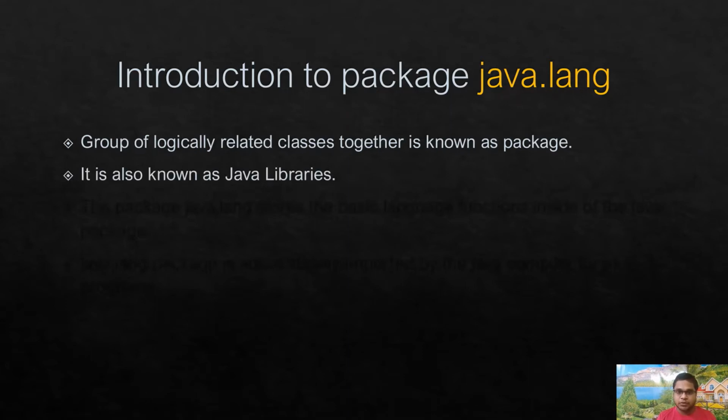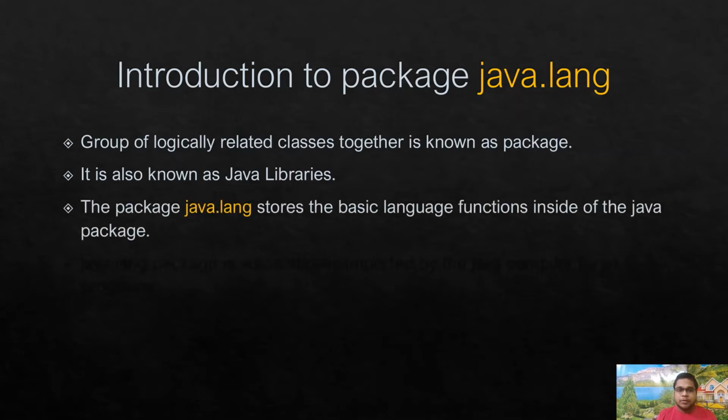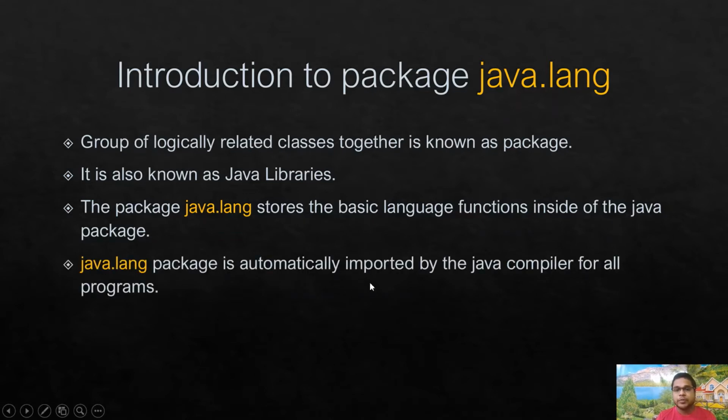Java libraries also. The java.lang package stores the basic language functions. The java.lang package is automatically imported by the Java compiler for all programs, which means you do not need to add an import statement for it. So this java.lang package is already imported by the Java compiler when you run a program. Let's go to the next slide.